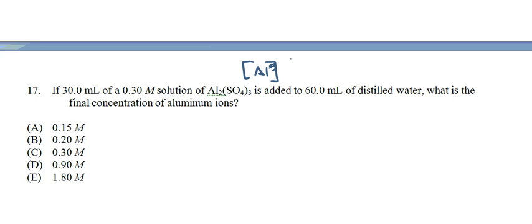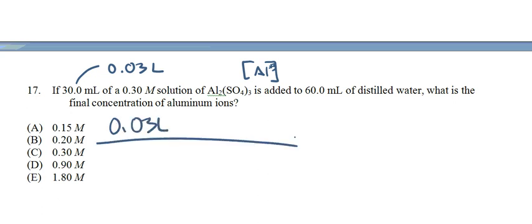So let's find out how many moles of aluminum we actually have. If we know the volume and the molarity, let's start with the volume. And again, we should know that 30 milliliters is 0.03 liters. So we'll take our volume times our molarity, which is 0.3 moles per liter.